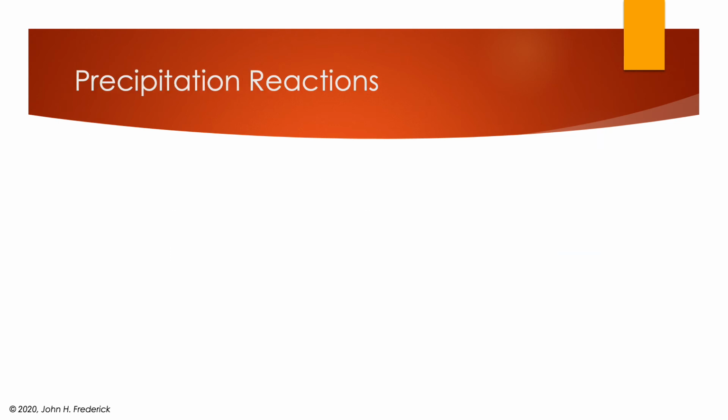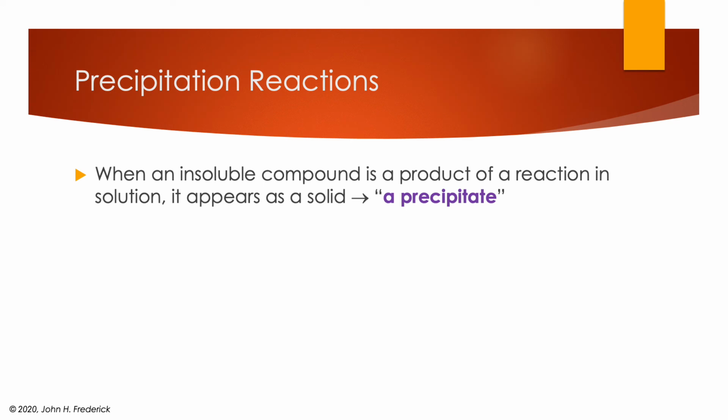Now, once we have a handle on what's soluble and what's not, we can begin to understand precipitation reactions and make predictions about them. Whenever there's an insoluble compound that is a product of a mixture of two solutions, it will appear as a solid. It will precipitate out of the solution.